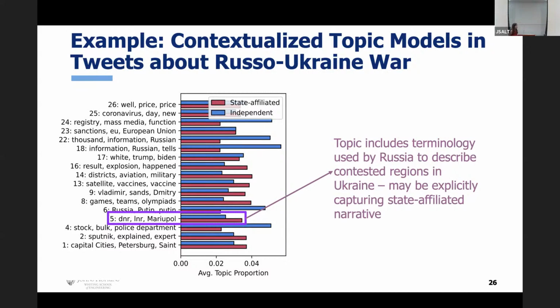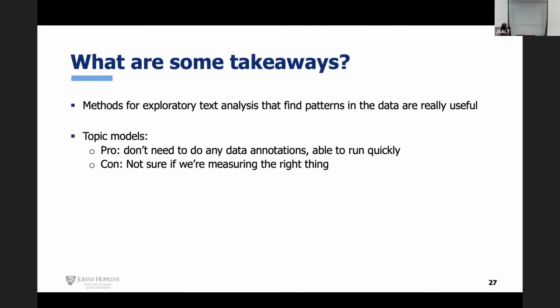Yeah. So maybe I should have put this earlier. This is one of the cons of trying to use topic models: it's really difficult to control exactly what they're capturing. What we want them to capture is some sort of broad narrative of this particular event, but they're actually just going to pick up on specific keywords. And so they might end up capturing something different than we actually wanted them to.